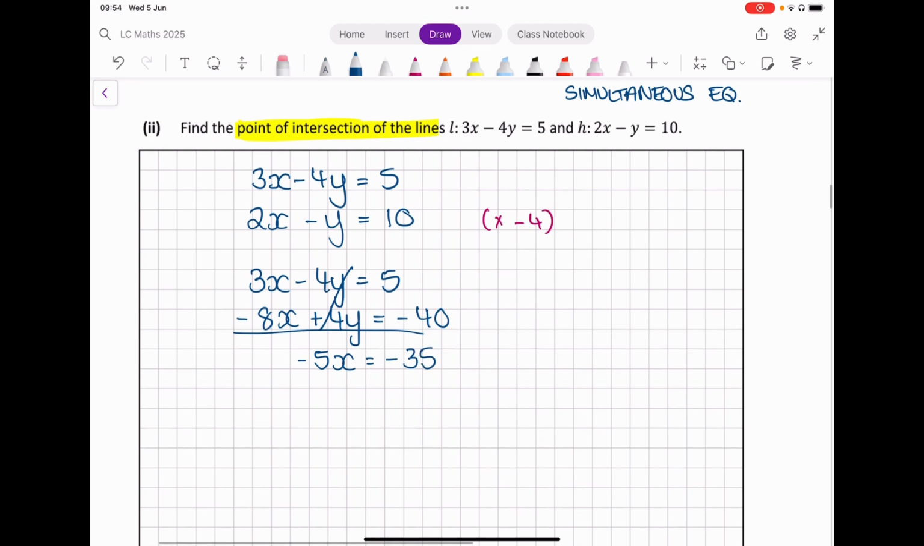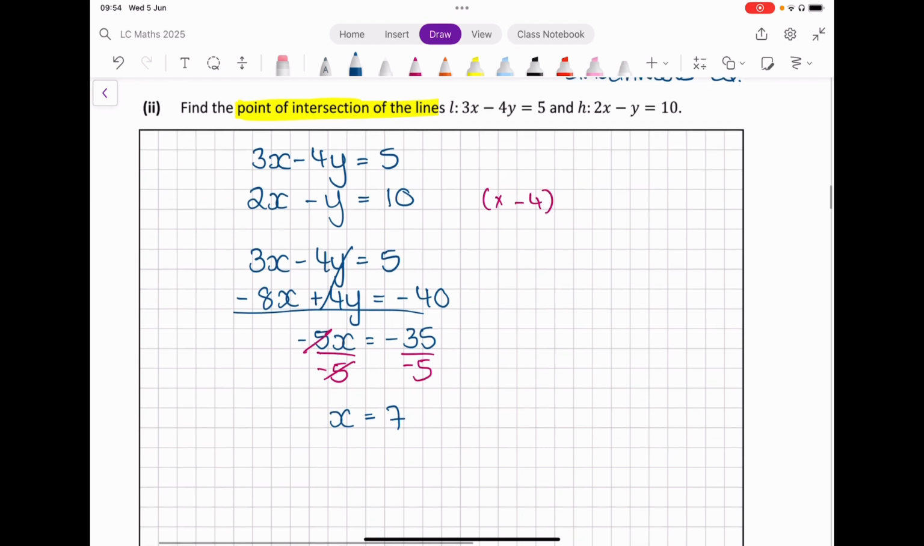-35. I want to get that x on its own. I divide both sides by -5. So my x here is equal to minus 35 divided by minus 5 is 7. A minus divided by a minus gives you a plus, and then 35 divided by 5 gives me 7.